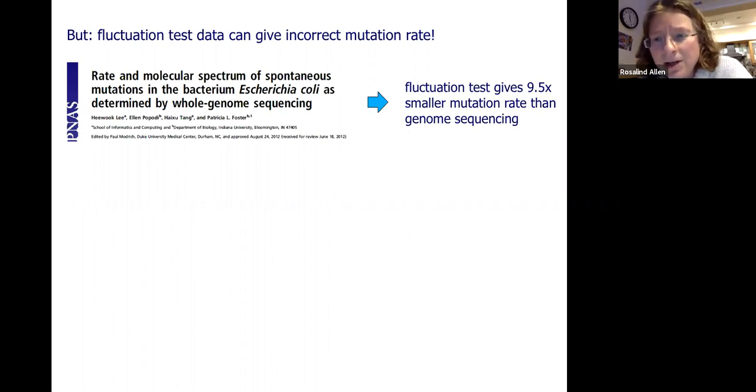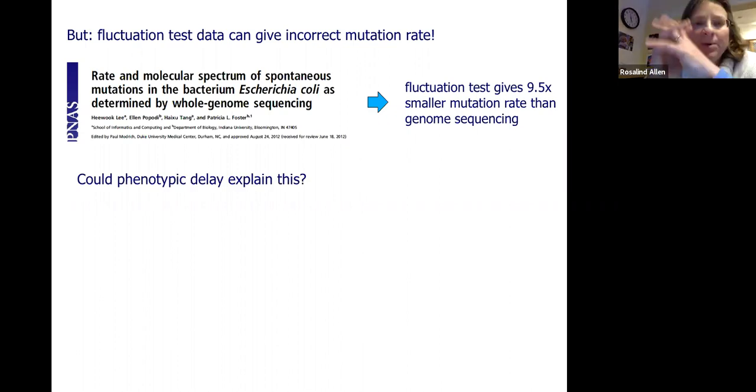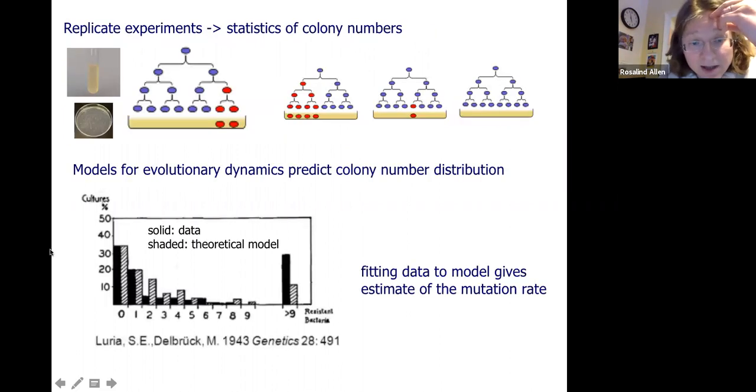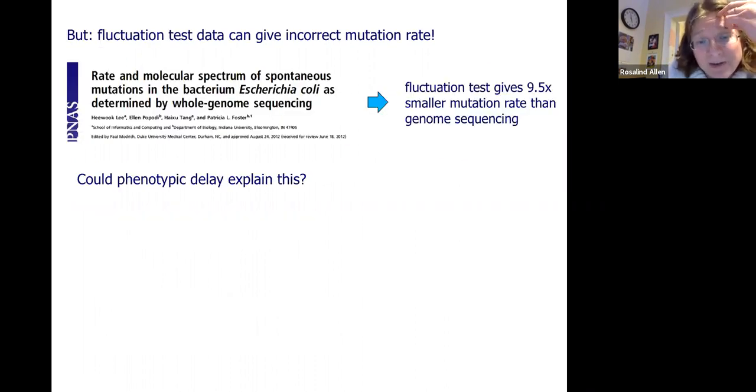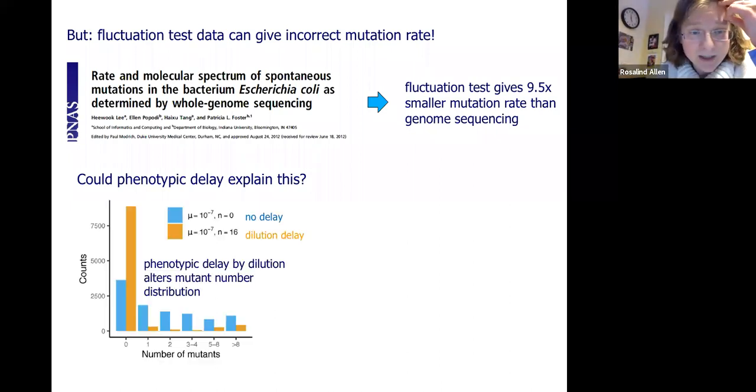In fact, it was too low by a factor of almost 10. So why is that? Probably the reason is that the model used to interpret the colony number statistics is not correct. But how is it not correct? We wondered whether phenotypic delay could explain that. Lee et al. also wondered whether phenotypic delay could explain it, but what we tried to do is ask quantitatively whether phenotypic delay could explain this result.